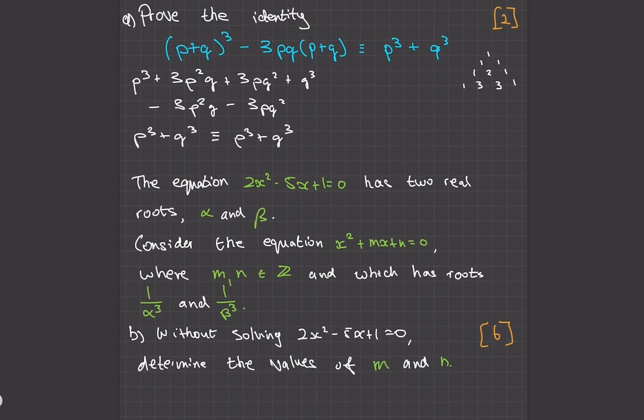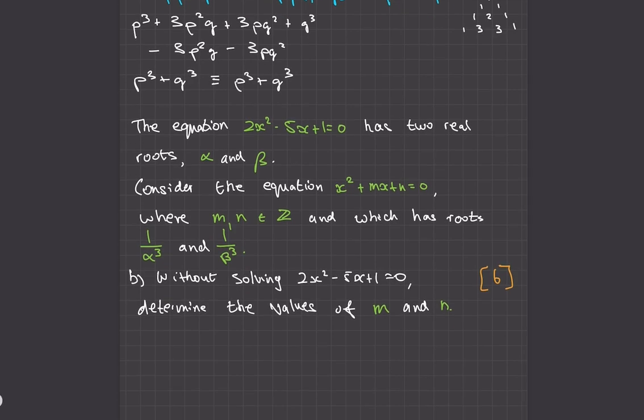Well, they're telling us that this equation has 2 roots alpha and beta. That's just given. And then they tell us to look at this equation in terms of m and n, where it has roots 1 over alpha cubed, 1 over beta cubed. Quick notice, cubed, my mistake. So there's a cubed and a cubed, and then we have a bunch of cubed terms here. Just keep that in mind, because that's going to come back later.